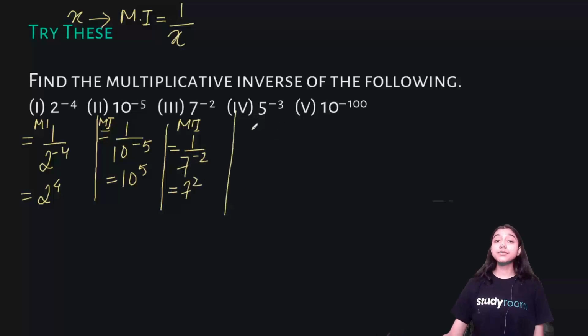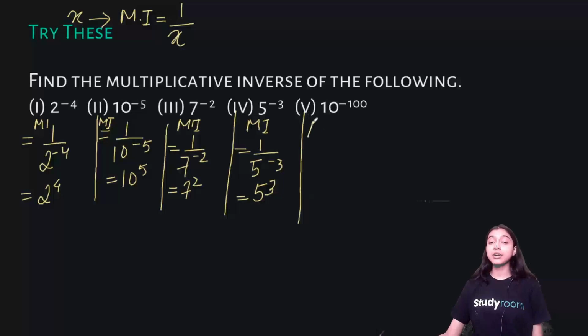In this question, we have 5 to the power minus 3, so its multiplicative inverse will be the reciprocal, that is 1 by 5 to the power minus 3, which is equal to 5 to the power of 3. And here in the last question, that is 10 to the power minus 100, the multiplicative inverse will be equal to 1 by 10 to the power of minus 100, which is equal to 10 to the power of 100.